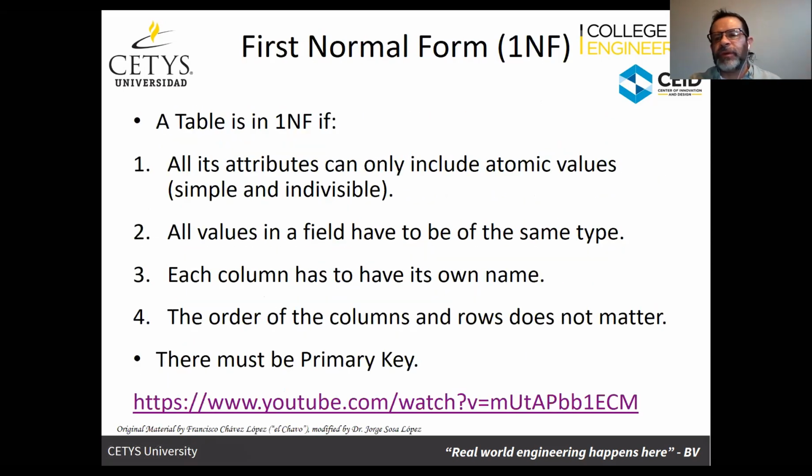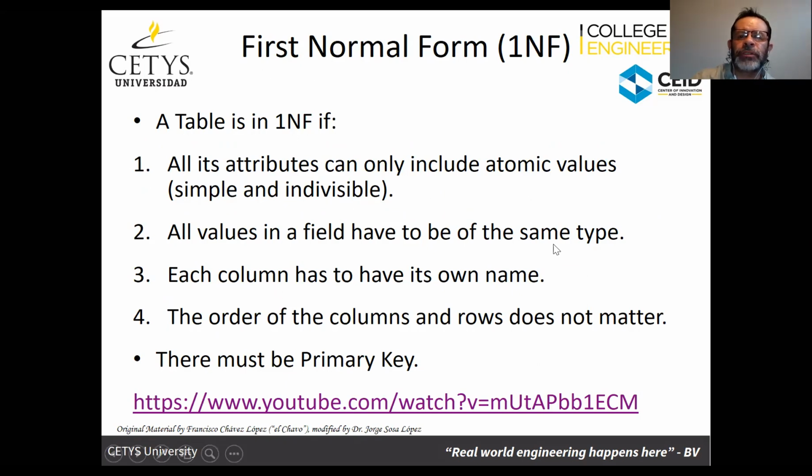So like the video said, if your database isn't in the first normal form, you're really in trouble. From its original design, the database is not well designed. All attributes have to be atomic. All values in a field have to be of the same type. Each column has to have its own name, and the order of the columns and rows doesn't really matter. And there must be a primary key. That's the first normal form, okay?